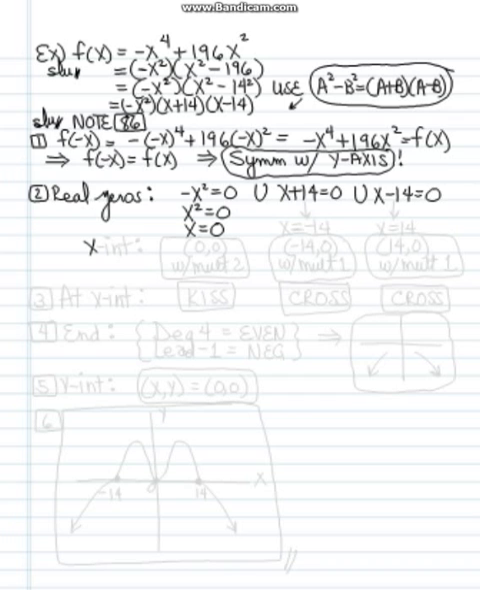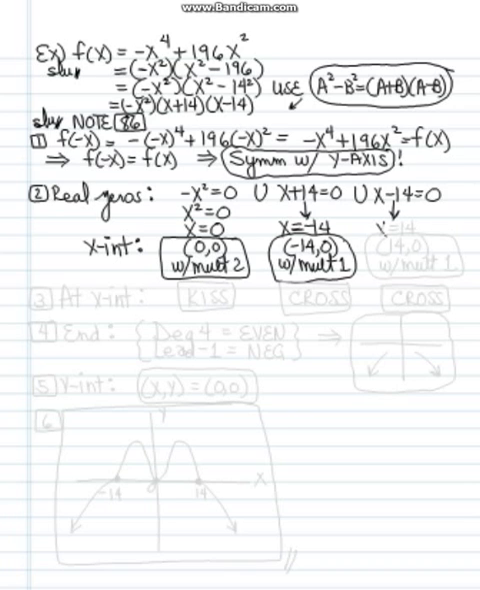Now that gives us the following x-intercept. It gives us the x-intercept (0, 0) with multiplicity 2, because it was the second power. Here we get x equals negative 14, so that gives us the x-intercept (negative 14, 0), and that one has multiplicity 1. And finally, this last one gives us x equals positive 14, so that gives us the x-intercept, the ordered pair (14, 0), with multiplicity 1 also.